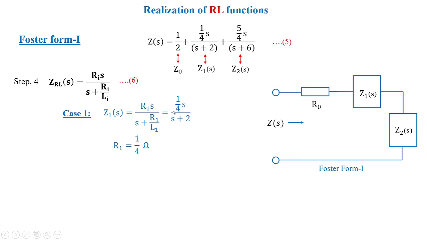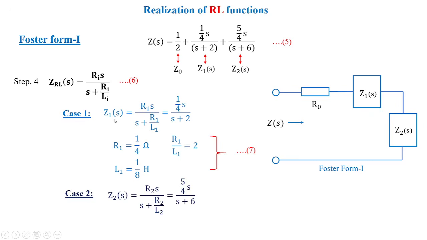Now when you equate the terms, R1 is obtained to be 1 by 4 ohms and R1 by L1 is nothing but here it is 2. So with this I am going to get the value of L1 as 1 by 8 Henry. Similarly, we'll take case 2 and obtain the value of Z2. With that, we can easily get the value of R2, which is 5 by 4 ohms. And R2 by L2, here you can see it is 6, and L2 will be 5 by 24 Henries. Now, this we treat as equation 8.